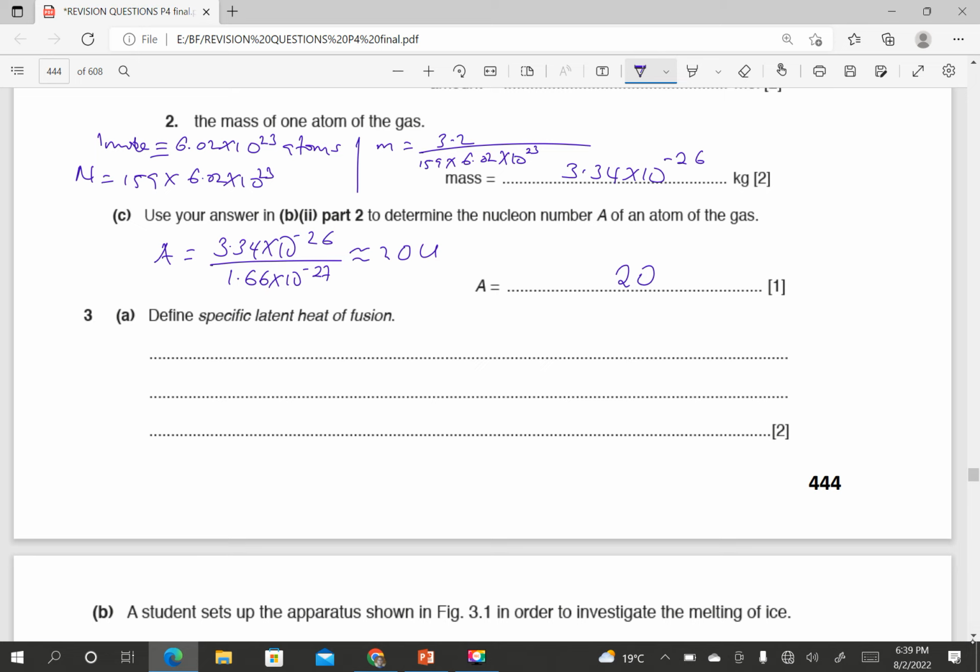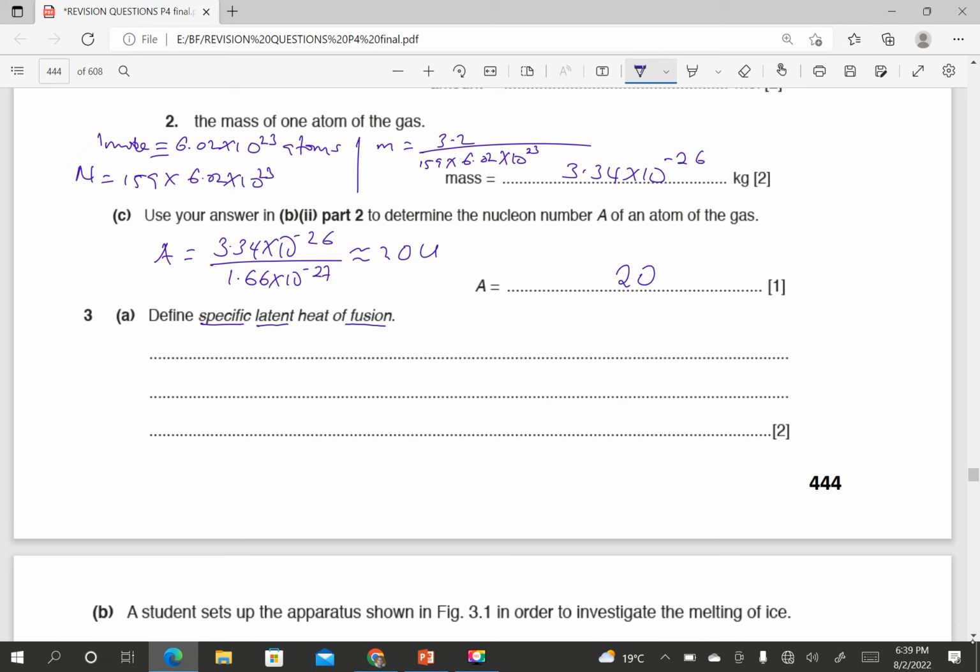Okay, define specific latent heat of fusion. Fusion, that is actually melting. So the amount of energy required to convert 1 kilogram of a substance from solid to liquid at constant temperature is what we call the specific, that is 1 kilogram, latent, that is hidden, fusion, that is solid to liquid. So this is per unit mass, this is hidden, that is constant temperature, this is solid to liquid.